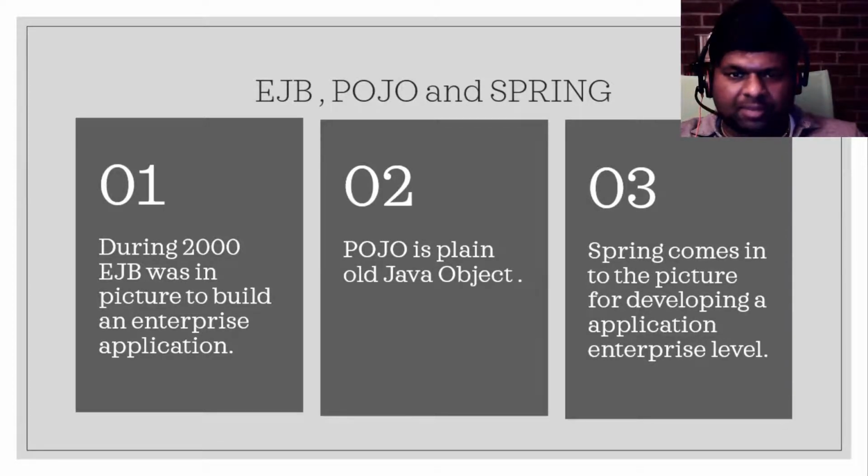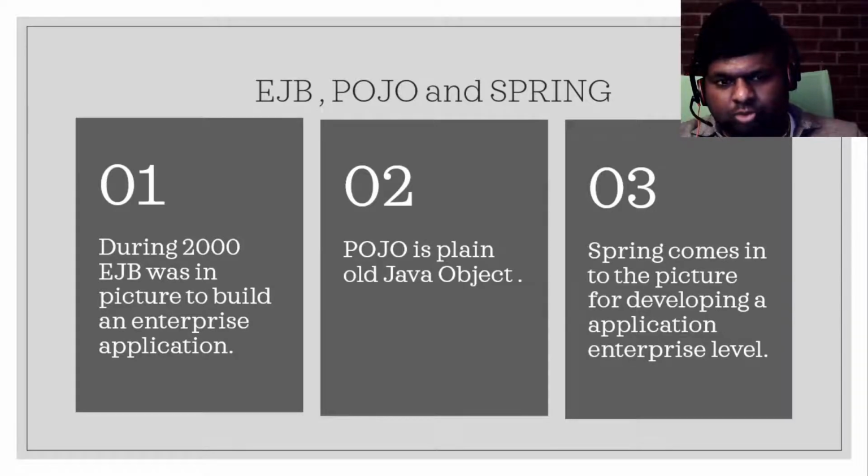POJO is nothing but a plain old Java object in which there are getters and setters, and the values can be stored there. It is used as a model object, and it can be accessed from any data layer, business layer, as well as view layer. But here also, the biggest drawback that came into the picture was maintaining the configurations.